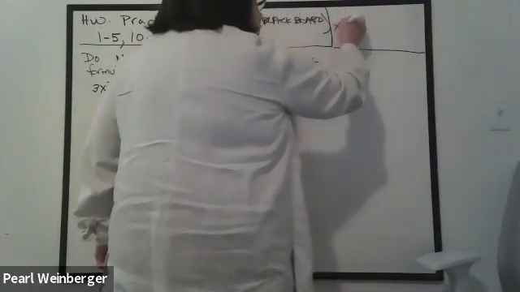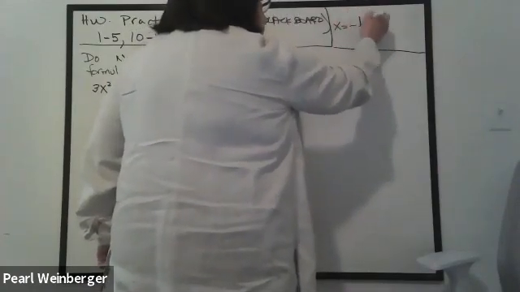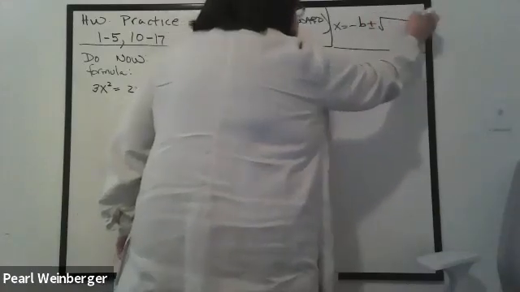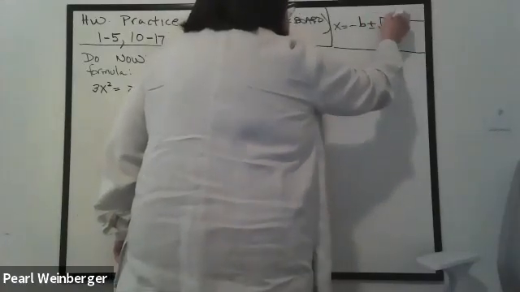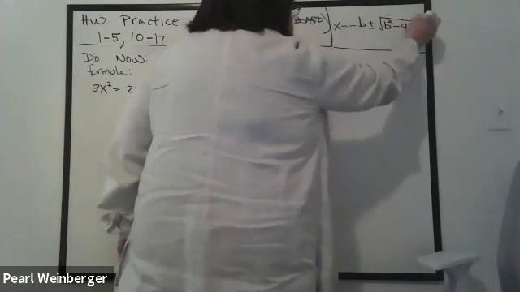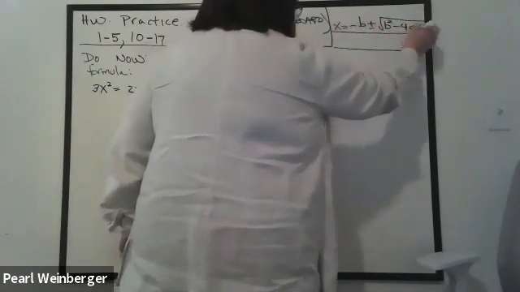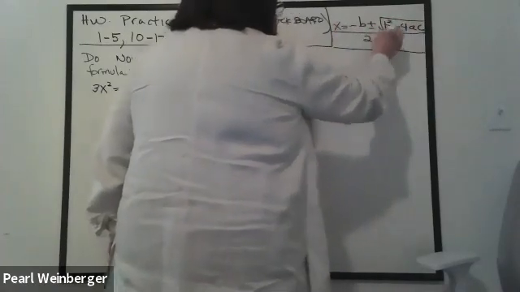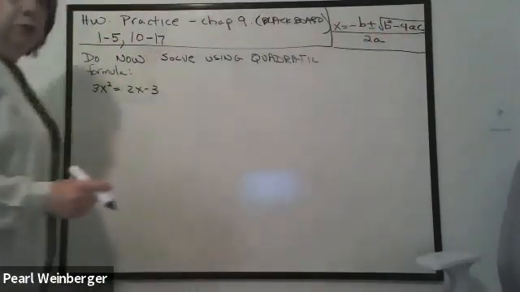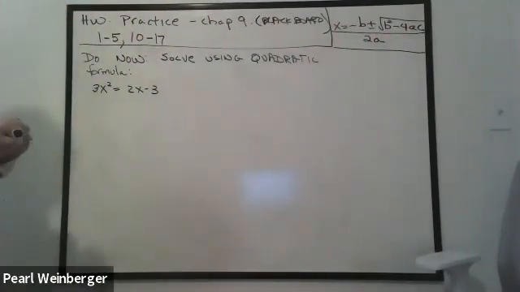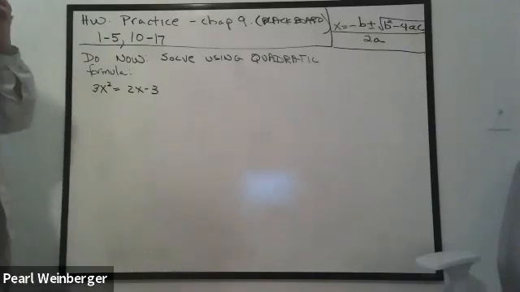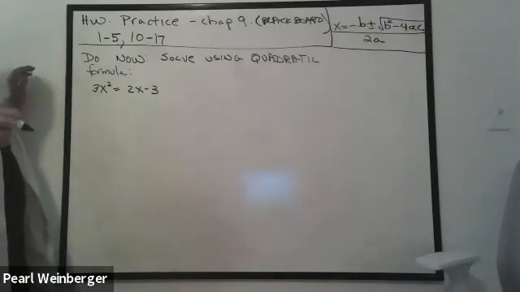x equals negative b plus or minus the square root of b squared minus 4ac all over 2a. Very important that you memorize this formula. You must know the formula by heart so that you can use it to solve a quadratic equation.